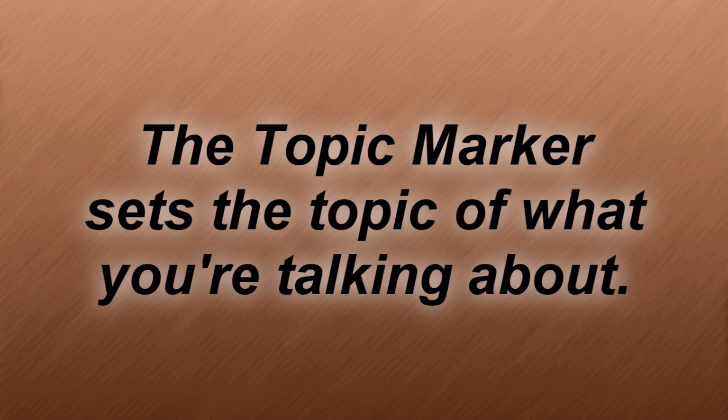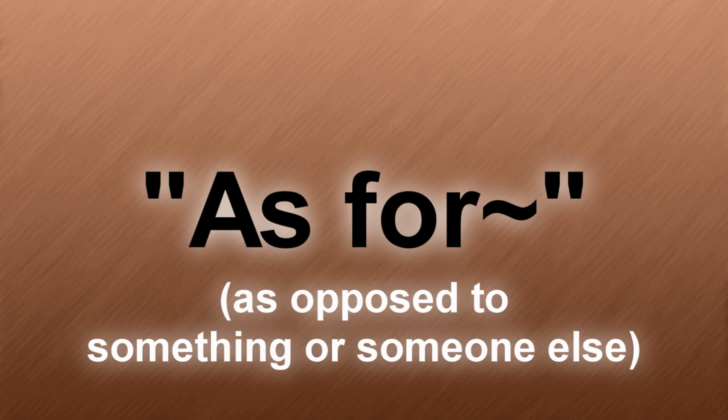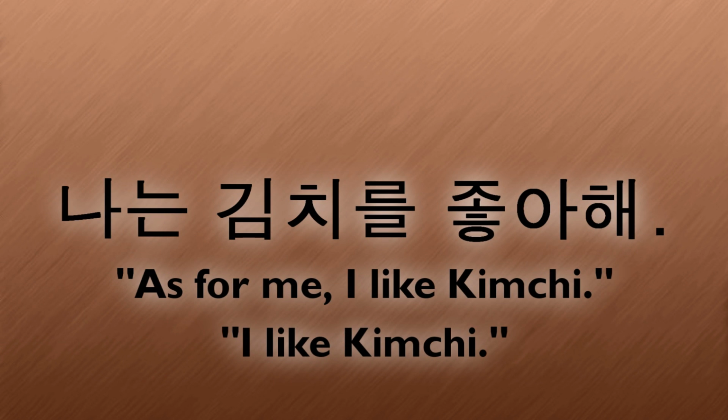It sets the topic of what you're talking about. That's why it's called the topic marker. In this way, you can think of the topic marker as meaning something like "as for." As for my best friend, he went to the store. Here's another example. 나는 김치를 좋아해. As for me, I like kimchi.